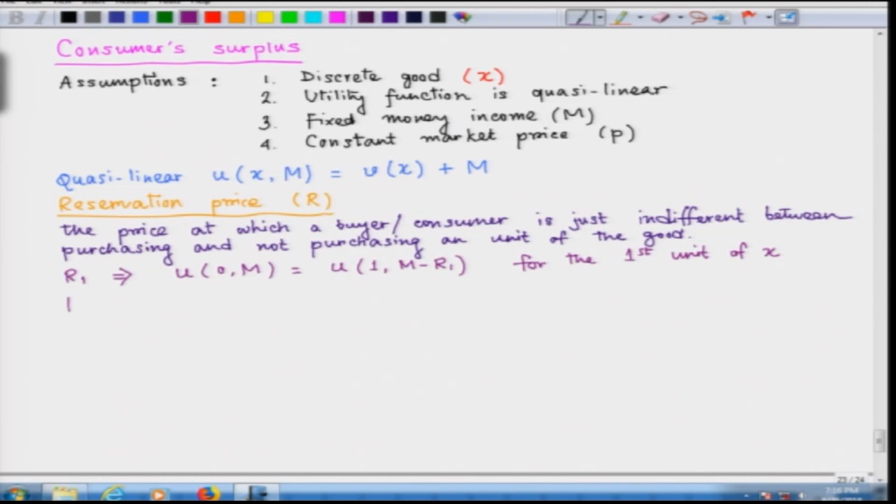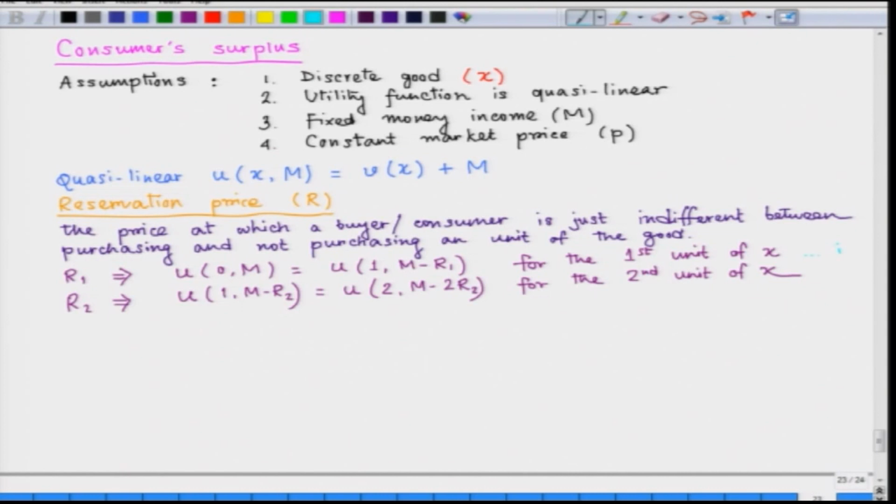Similarly, we can assume there is a reservation price R2 and we can write U(1, M minus R2). So, R2 is the reservation price or highest price at which the consumer may have purchased 1 unit of commodity, and the utility that he or she derives from this consumption bundle shall be equal to the utility from the following consumption bundle: 2 units of discrete good and M minus 2R2 units of other good. So, this is for the second unit of consumption. Let me number this equation. So, this is number 1, this is number 2.